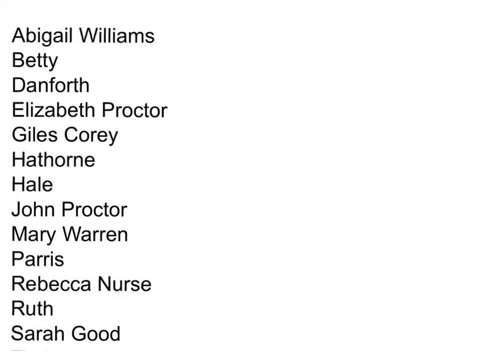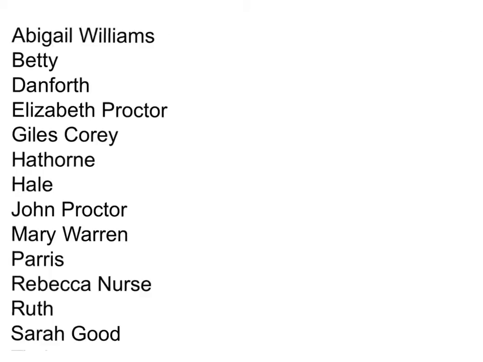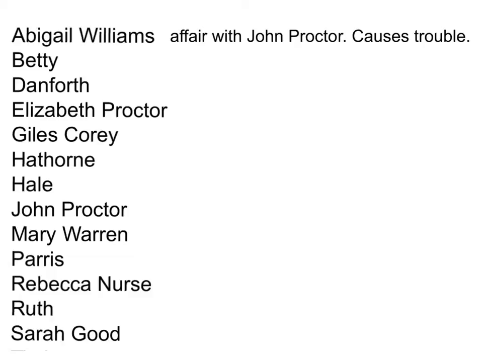And here's a list of characters that we should know. I don't think there's anybody on here that's too difficult. I'm going to provide some information. Obviously, this isn't everything about these characters. But Abigail Williams, we know she had the affair with John Proctor. She's the one who's causing all the trouble. I don't think there's any surprises with her. But you should know these characters. Take a look at your study guides. They'll be a little bit clearer.